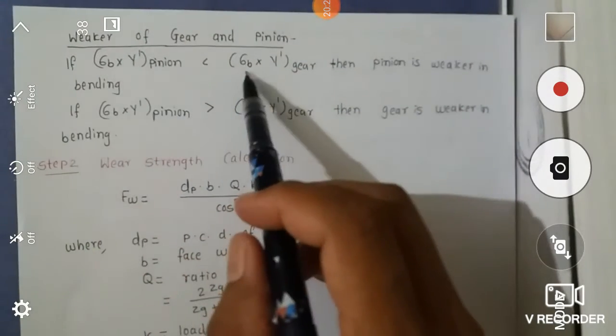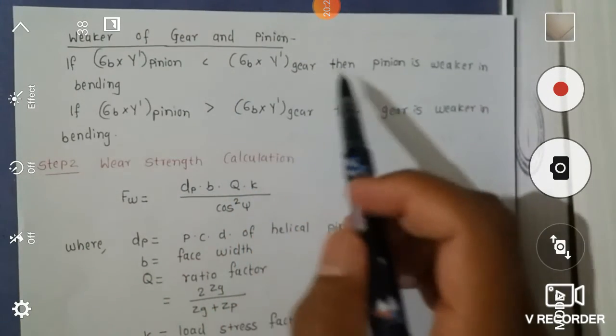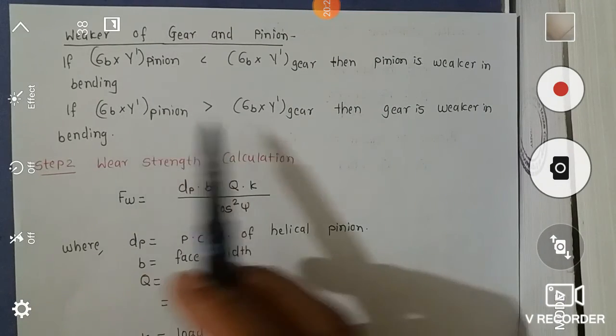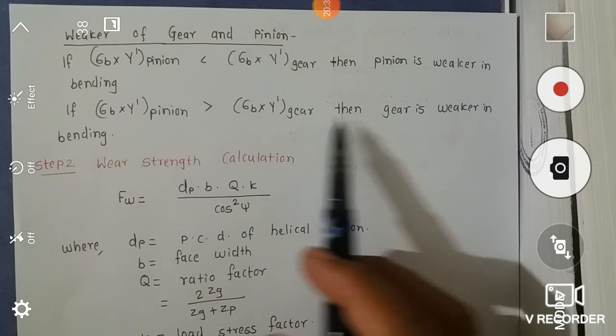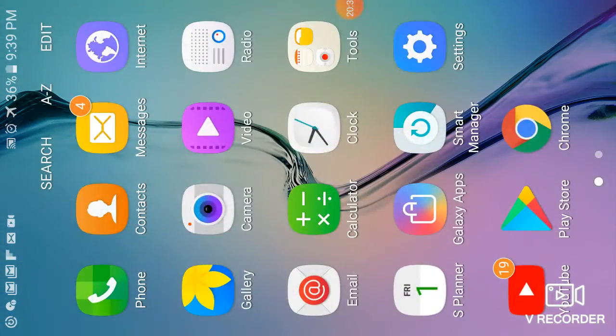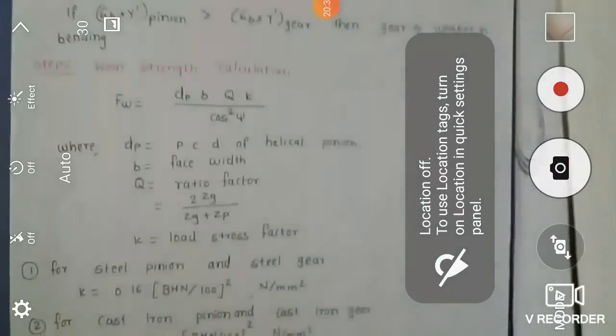So here, if sigma b into y dash for pinion is less than sigma b into y dash for gear, then pinion is weaker in bending. If sigma b into y dash for pinion is greater than sigma b into y dash for gear, then gear is weaker in bending. So here we finish our first step of helical gear design.